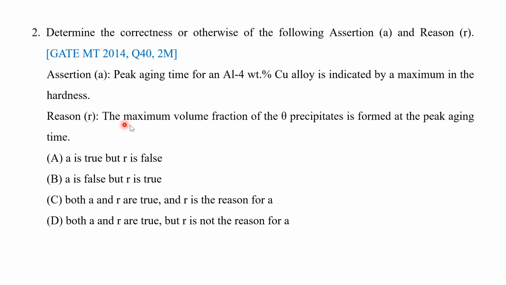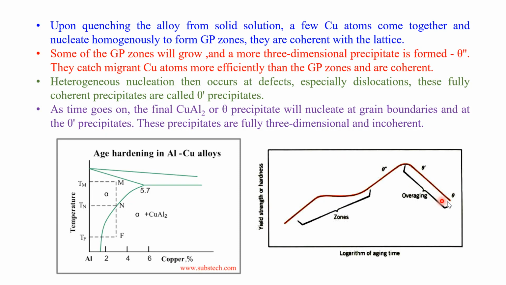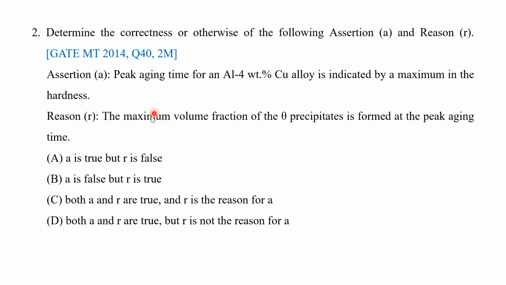Now the reason: the maximum volume fraction of theta precipitates is formed at the peak aging time. But we have to see that theta is here, and that is not the peak hardness or the peak aging time. It is somewhere between theta double prime and theta prime, and usually we say that the peak aging occurs for the theta prime precipitates. Therefore, the reason is false. If it was instead given as theta prime, this would also have been true. Therefore, A, the assertion, is true, R, the reason, is false. Therefore, the answer to this question is option A.